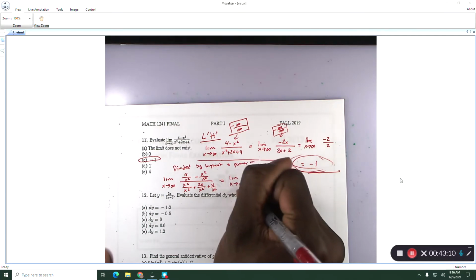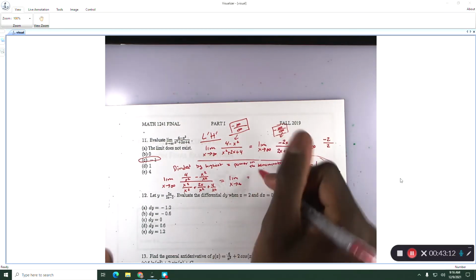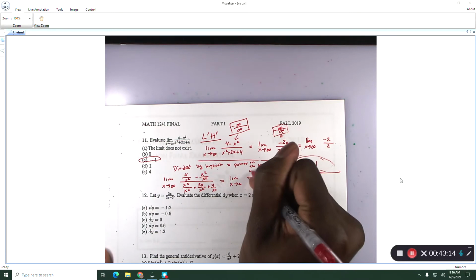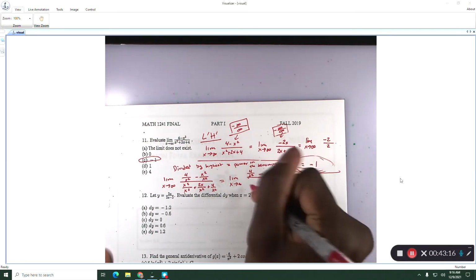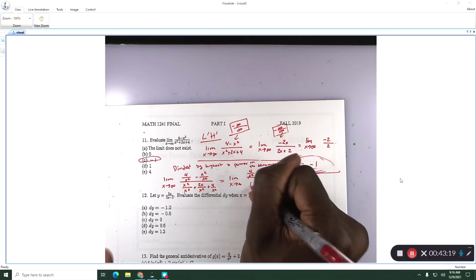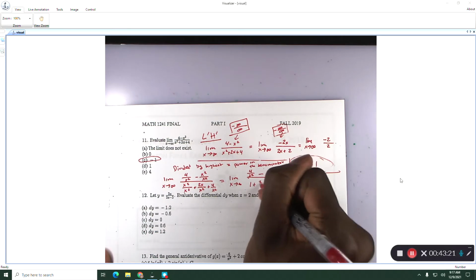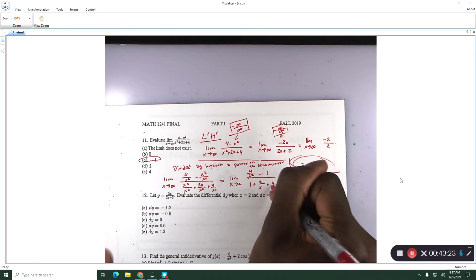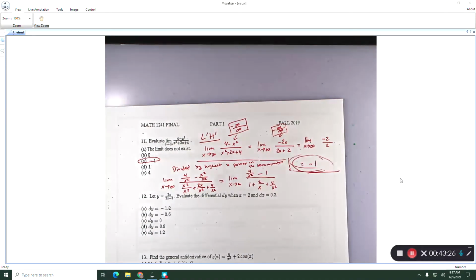Simplify that. 4 over x squared minus 1 over 1 plus 2 over x plus 4 over x squared. And why does that work well? Because if we now substitute in infinity for x, as your number gets bigger and bigger in the denominator, we can assume that number approaches 0.